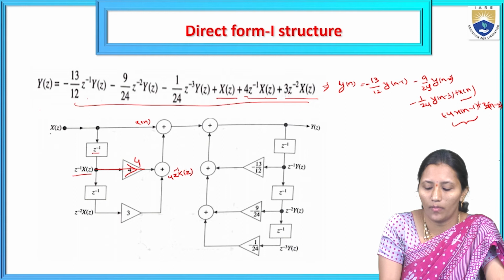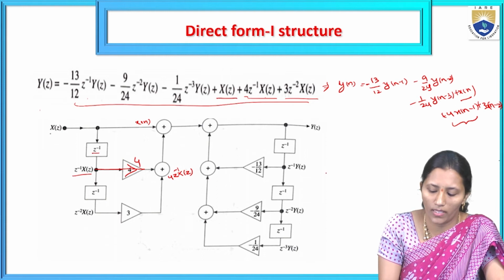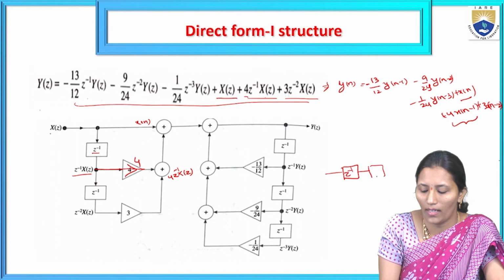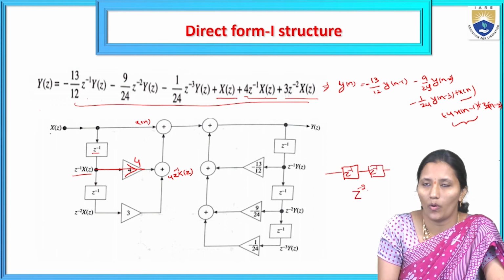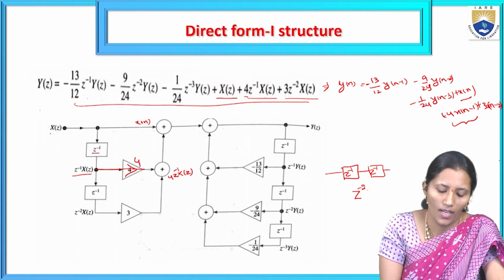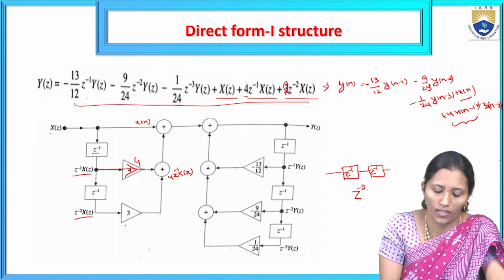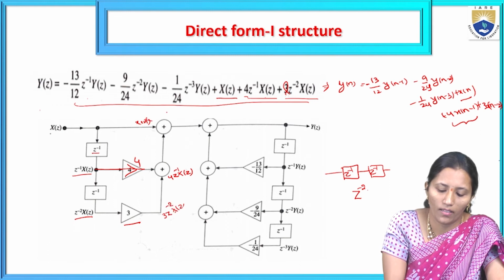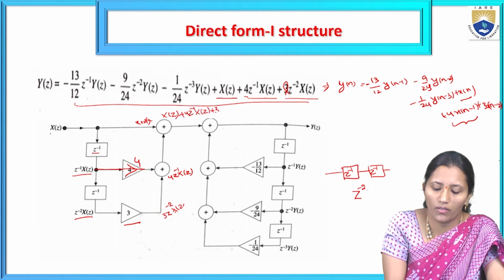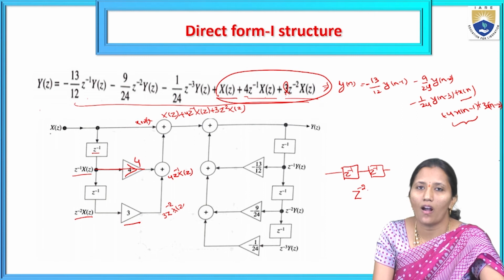The other term is z power minus 2 x of z. We already have z power minus 1, and if both delays are cascaded we get z power minus 2. So z power minus 1 is given to another delay element z power minus 1, and we get z power minus 2 x of z. The coefficient is 3, so we multiply by 3 and get 3 into z power minus 2 x of z. These are added: x of z plus 4 z power minus 1 x of z plus 3 z power minus 2 x of z. Using present and past inputs, this is the all zero system.